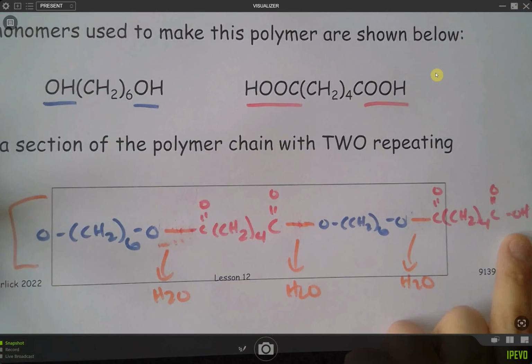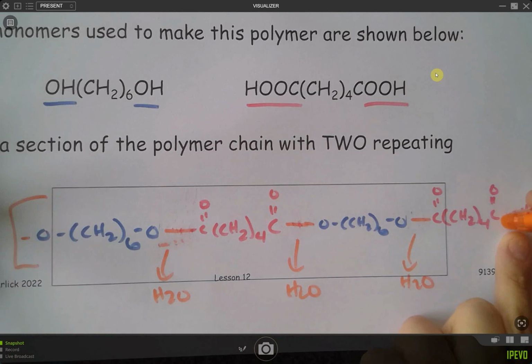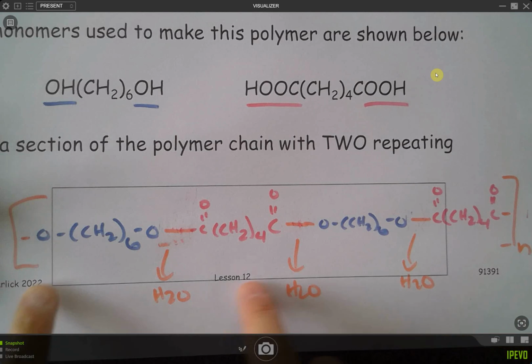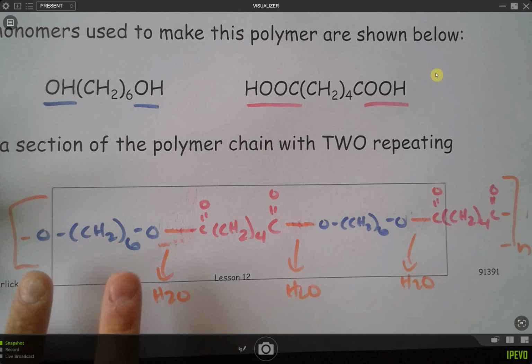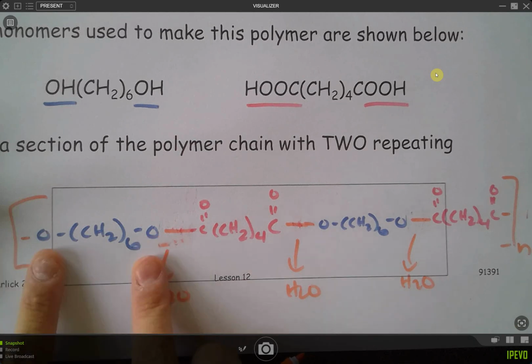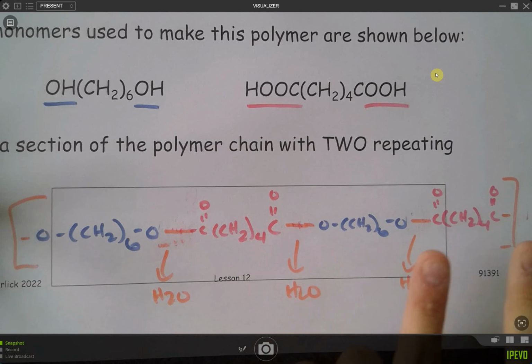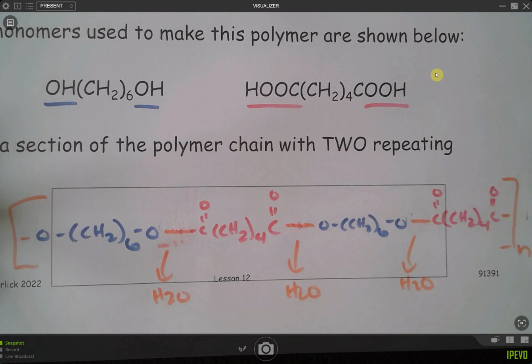This side over here, let me put a little dash to make sure it's continuing. You lose the OH, put the square bracket, N. So 2 repeating units of it. The thing you'll notice that's different between this polymer and the one before is you see how it has the 2 oxygens and then the 2 carbonyls and then the 2 single oxygens and then the 2 carbonyls. So that tells you have 2 monomers making that polymer.